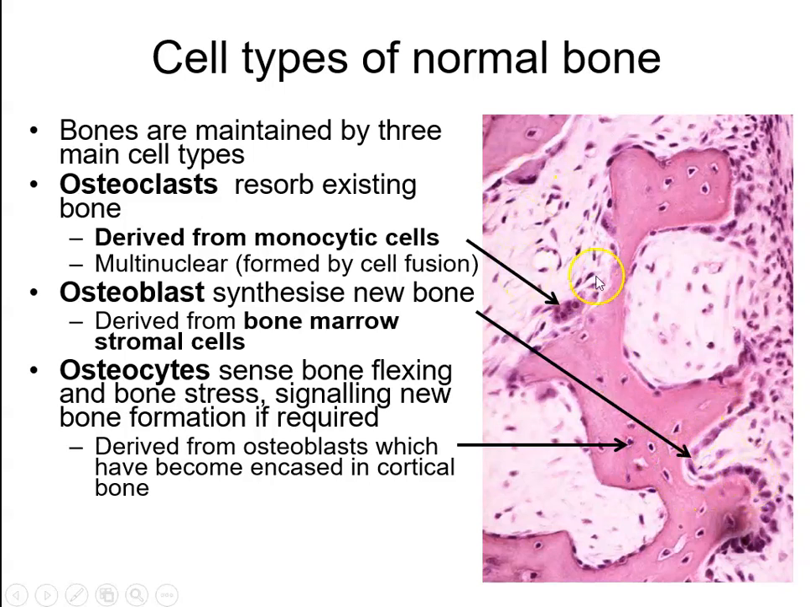And the main cell types of bone are visible in here. Firstly, we've got the osteoclast, and this is this great big cell here. It looks like it's got multiple nuclei, and that's because it does. And there's another big fat osteoclast there.